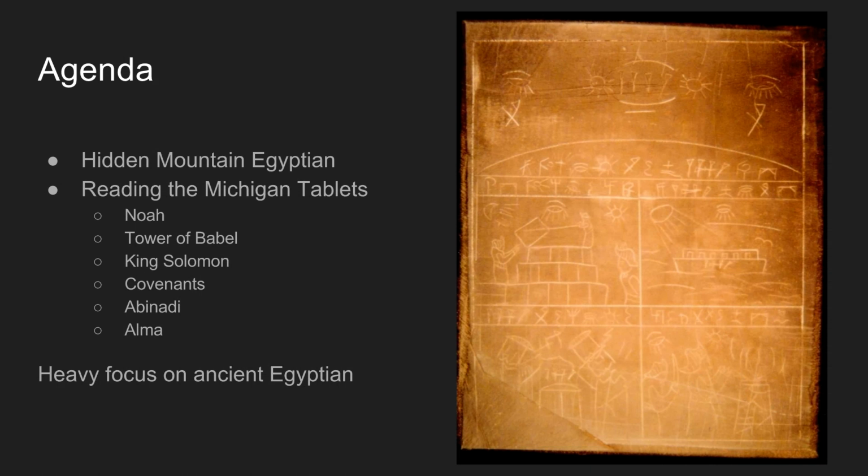The agenda today, we will go over some of my findings at Hidden Mountain, some of the Egyptian characters that I found, as well as how to decipher the writings on certain tablets, such as the tablet on Noah, the Tower of Babel, King Solomon, and other artifacts that were found that are part of the Michigan tablets.